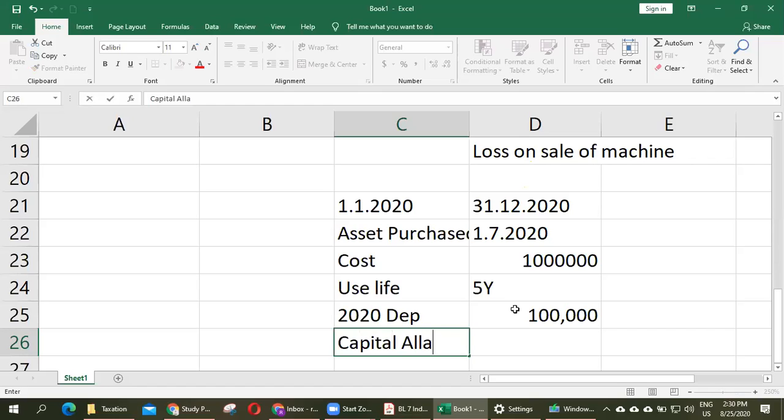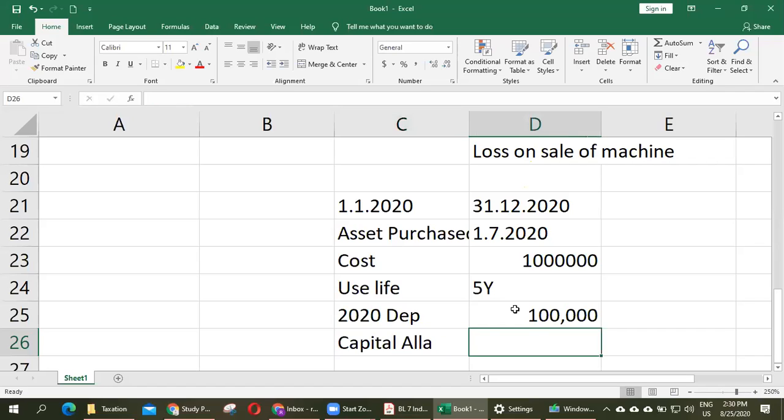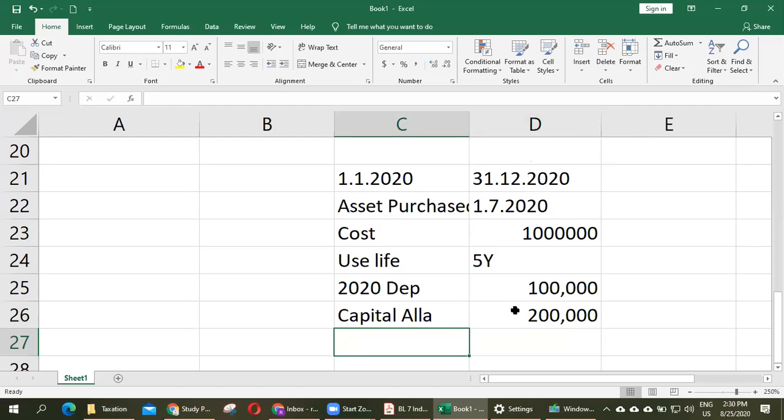But when we calculate capital allowance, we have to take the whole year. Say the government also approved a useful life of 5 years, and the cost is 1 million. How much capital allowance? In this case, we have to calculate depreciation for the whole 12 months, not 6 months. So that's different from accounting depreciation and capital allowance.